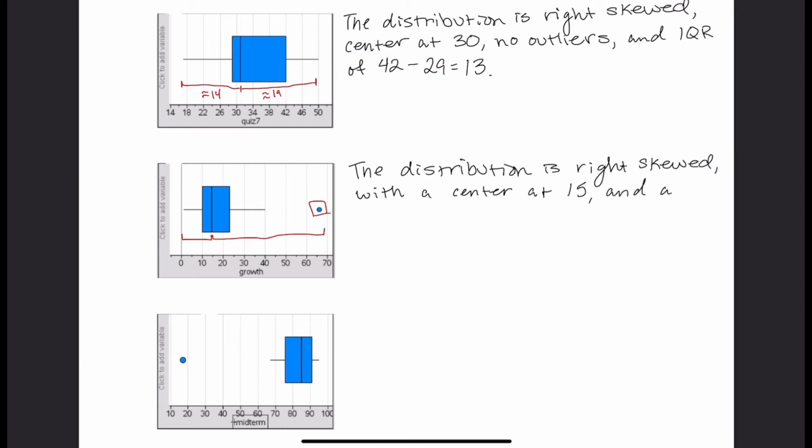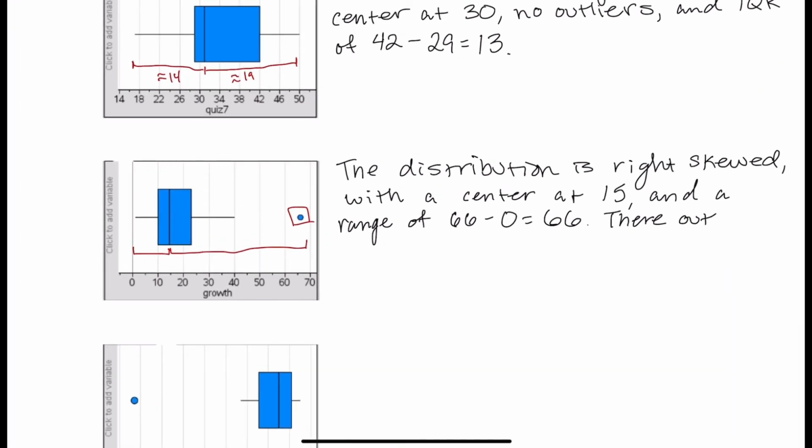So a range, and again, these tick marks are going by 5. So let's say our maximum is a little bit farther than 65. Let's call it 66. And our minimum is 0, which is going to give us a range of 66. And since there is a dot, like we said at the beginning, there is an outlier at 66. And that'll finish off this graph.